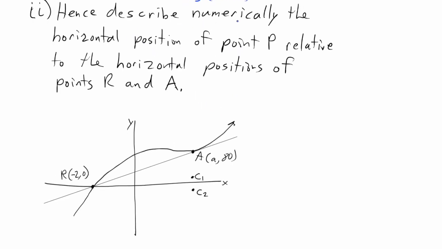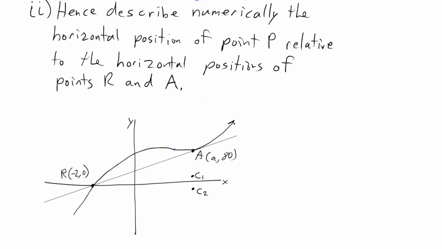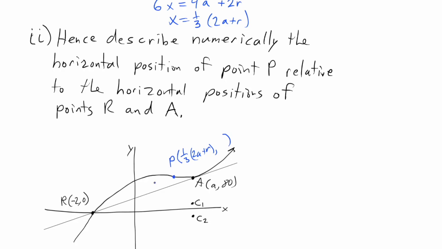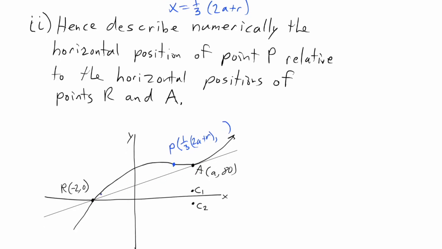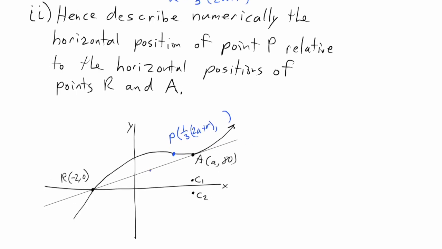It says, hence describe numerically the horizontal position of point P relative to the horizontal positions of R and A. So point P is somewhere along here, the point of inflection. The x value we got from before is 1/3 (2a plus r). Okay, so if you say it's between r and a, you don't get the point. It's actually 2/3 of the way from r to a, and it's really difficult to come up with that answer, and I'm pretty sure nobody got this answer when they wrote this exam, but let's see how they got to that.